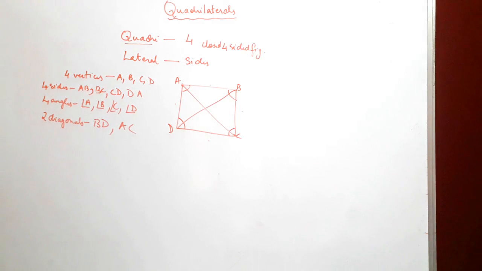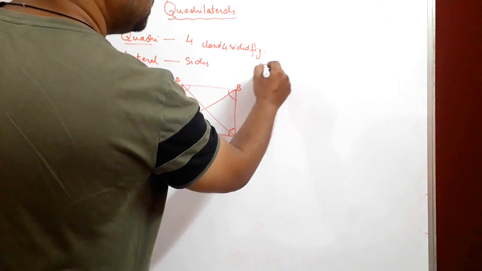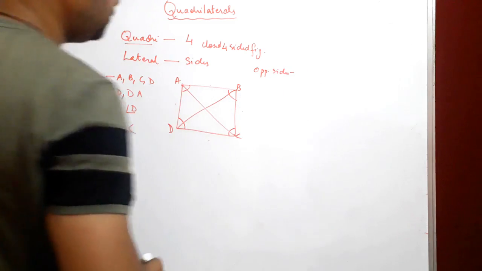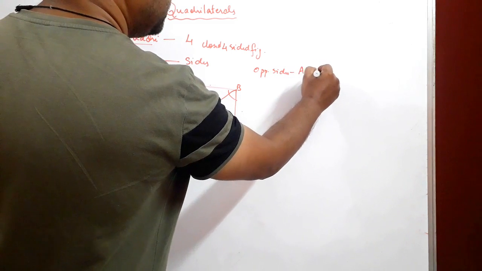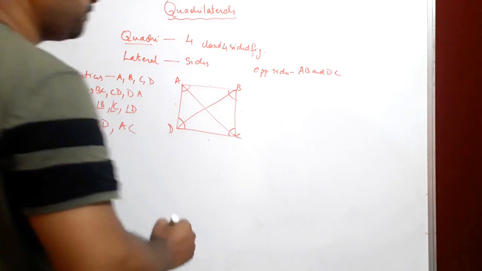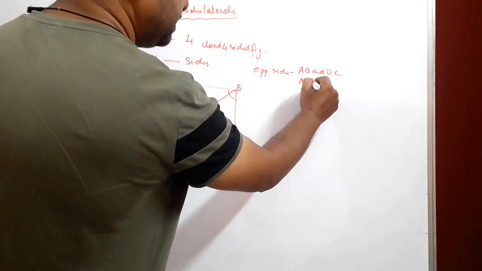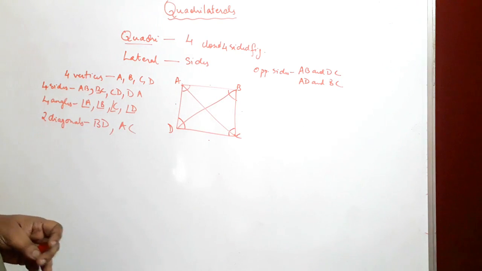Now we'll list down the opposite sides, opposite angles, adjacent sides and adjacent angles of a quadrilateral. We'll use the same figure and first list down the opposite sides. Which ones would be the opposite sides? AB and DC, and then AD and BC. So these are the opposite sides of this quadrilateral.